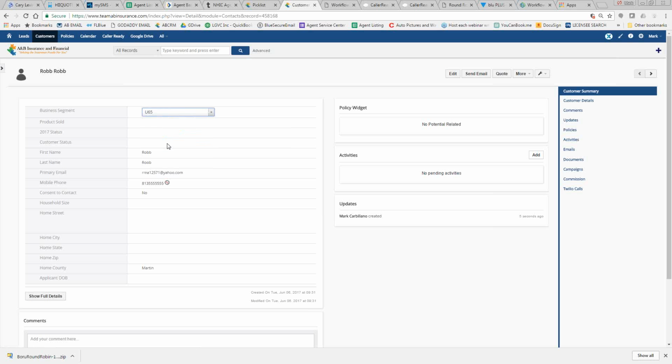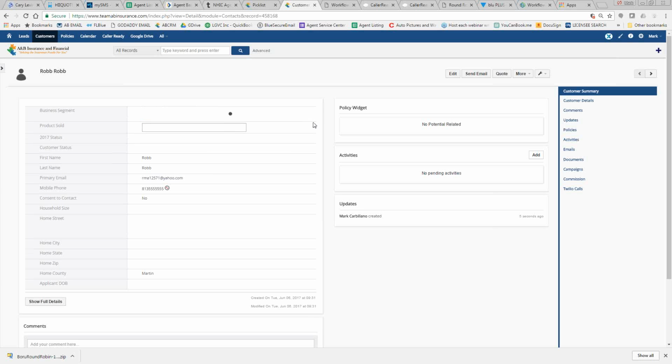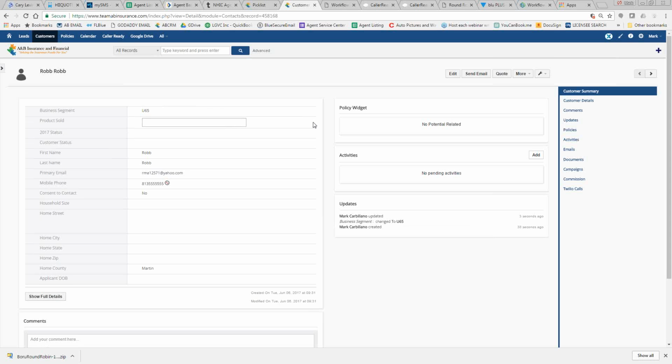What is it? It's under 65. What is the product sold? Here is where the kicker comes. This is the new field. I understand caller ready comes in with no information. That's why you need to fill it out.